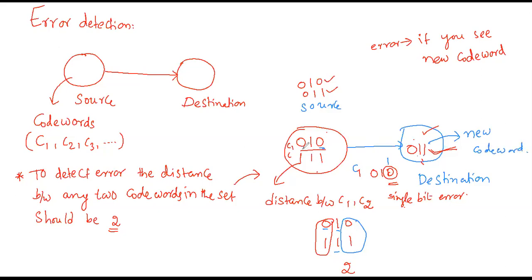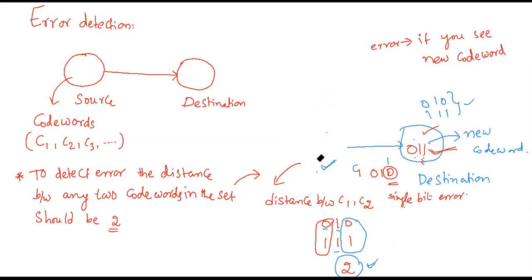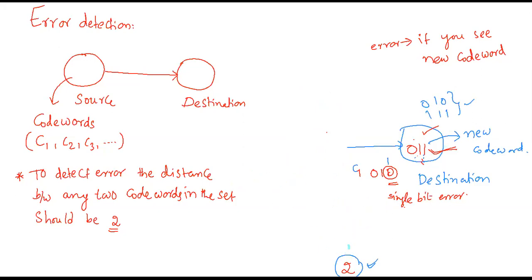While you are transmitting 0 1 0 or 1 1 1, you have to get either 0 1 0 or 1 1 1. Then we consider it error free. But 0 1 1 is not present in the source set. So it has an error, and we can detect the error. So to detect the error, the distance between C1 and C2 should be 2. This is the explanation about the point.